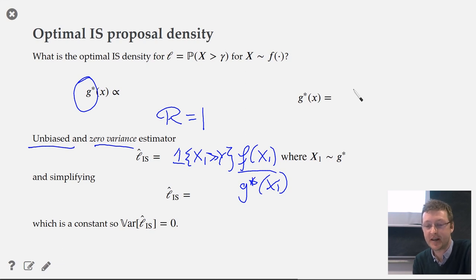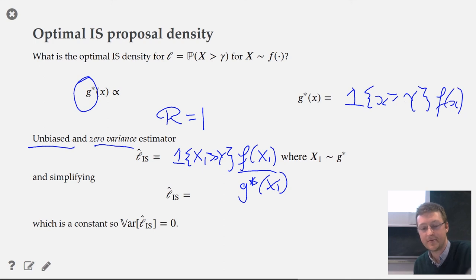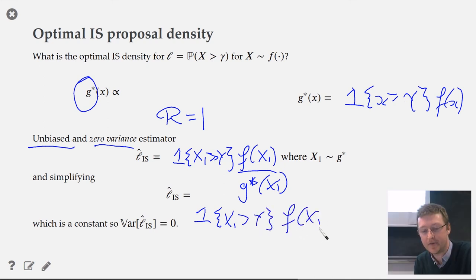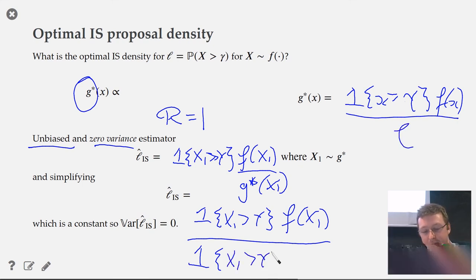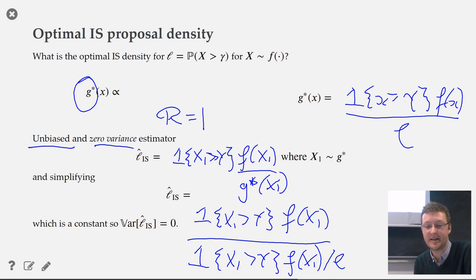But given that G star itself is this indicator X is greater than gamma, F of X, so if you plug in the actual value for G star into here to simplify it, you get indicator X1 is greater than gamma, original density at X1 divided by indicator X1 is greater than gamma, F of X1 divided by L. I've got the normalization constant there. And so here everything cancelled except for that L, which comes to the top.